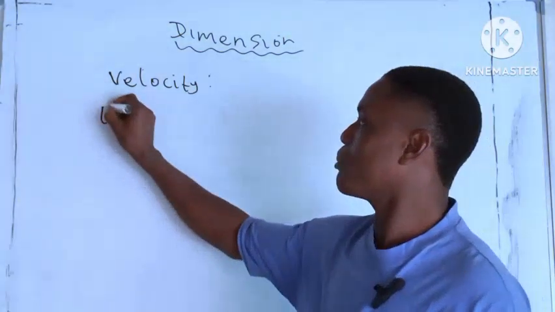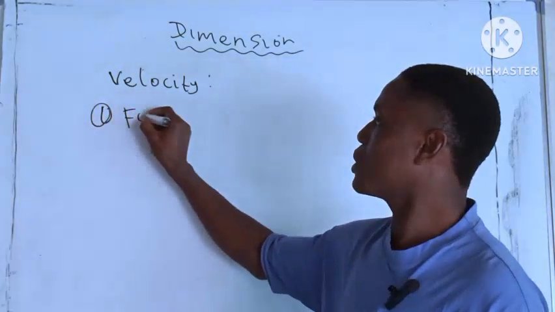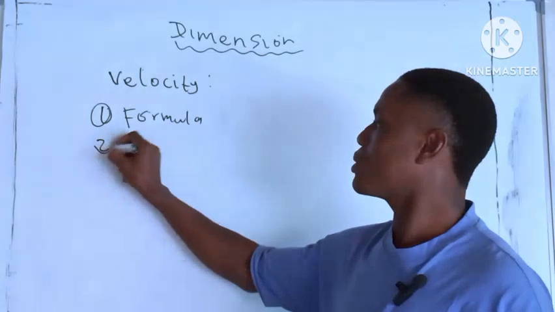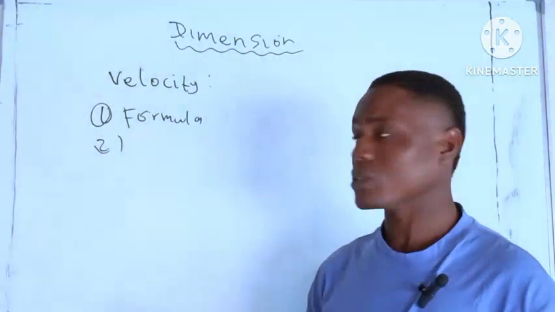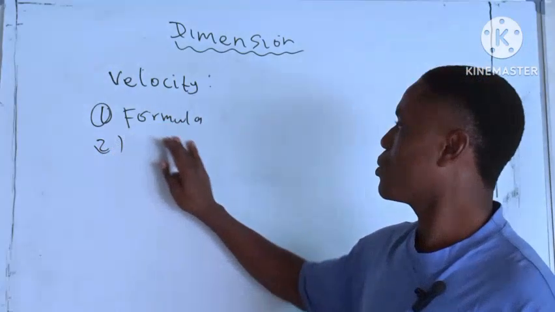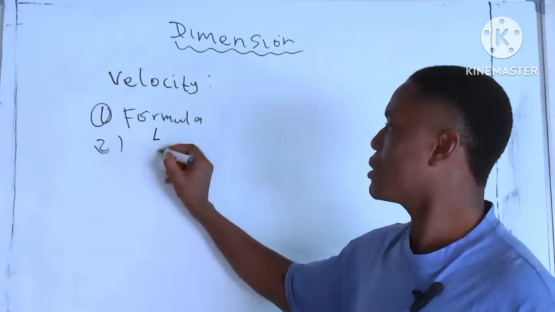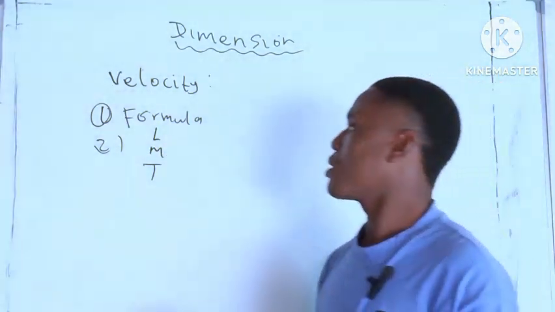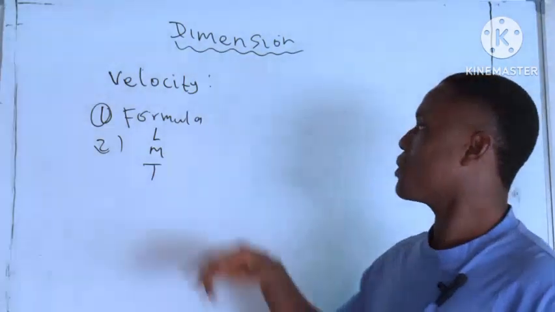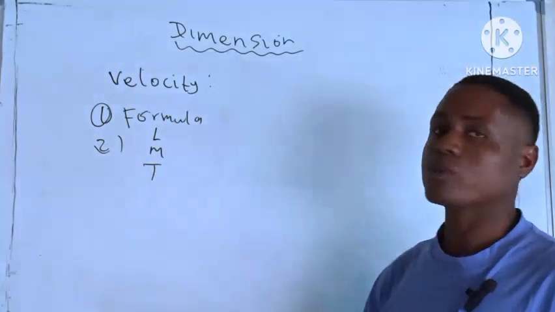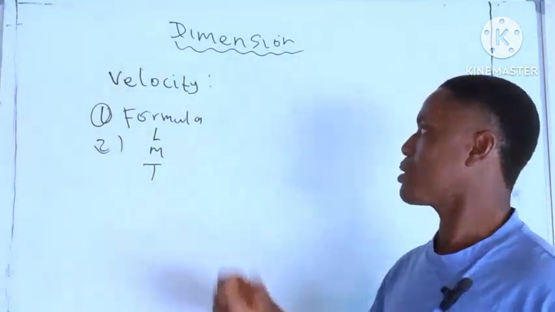Let me write them again. The first one is formula. Then the second one is the three approved quantities, which are length, mass, and time. Let me just write the symbols: length, mass, and time, right? So take note of these two things. The first is the formula, while the second is the approved three quantities: length, mass, and time.